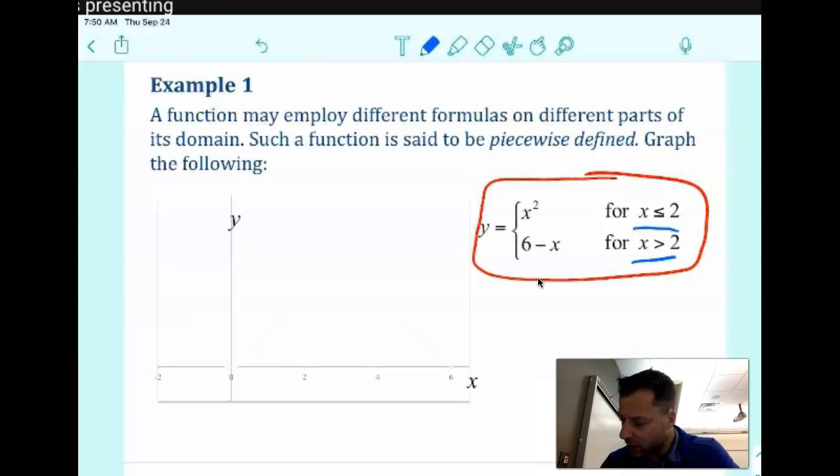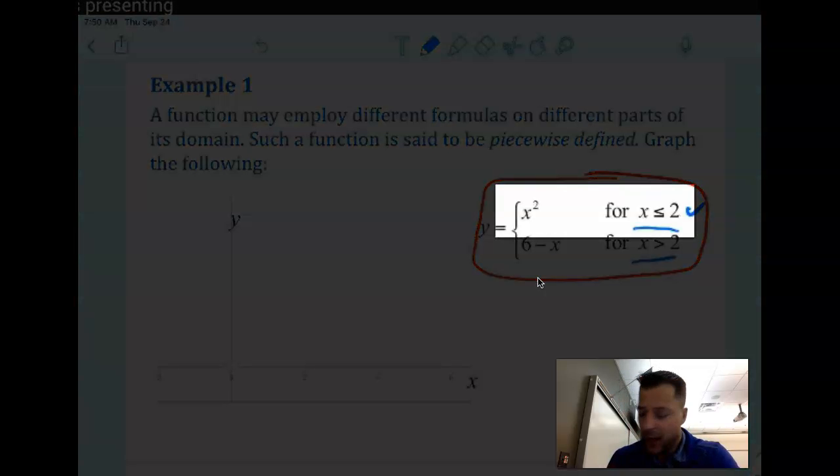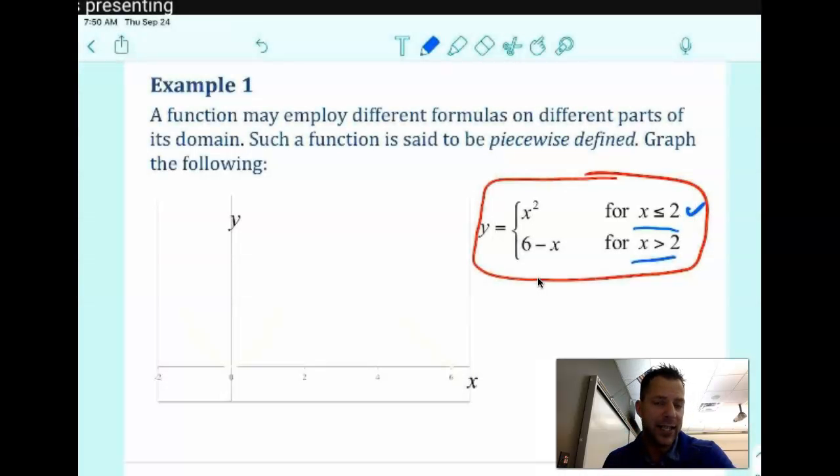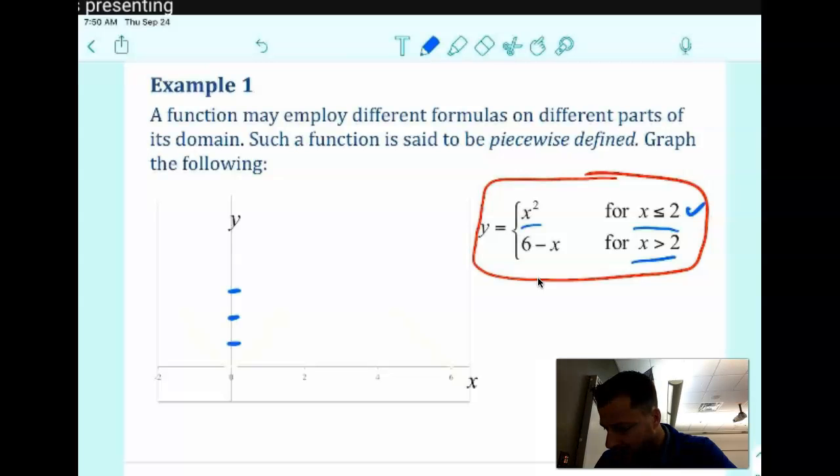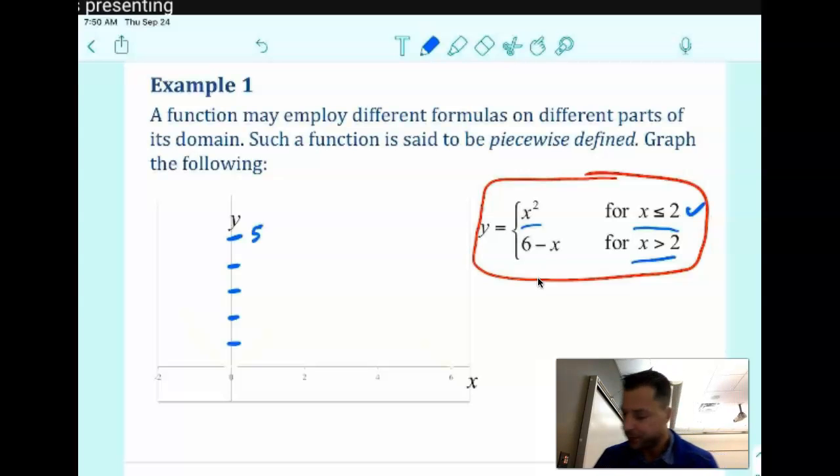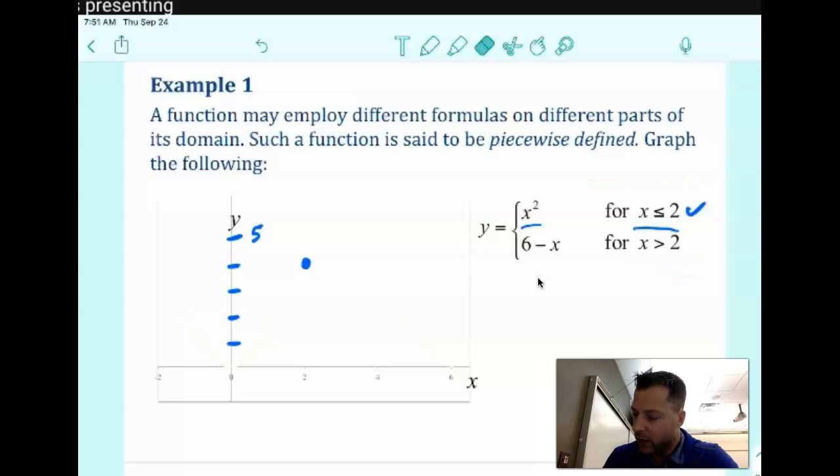So here are our two functions, and we're going to plot our first function as x squared. Notice our values that we're going to use are less than or equal to 2. So essentially what you're doing is making a table of values. You're plugging 2, 1, 0, -1, -2, and so on into this x squared equation and just evaluating. If I plug in 2 to x squared, that's going to be 4. And notice I would not plug 2 into the bottom function, because the bottom function is for x greater than 2. You don't include the 2 there, so you would use the top function.